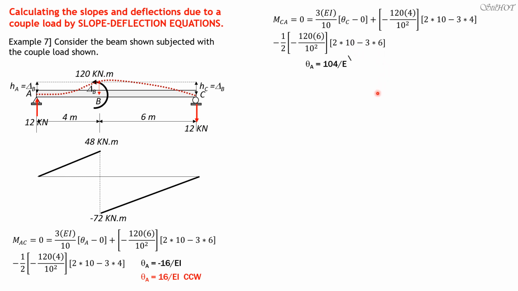So we'll get theta C equals negative 104 over EI. Again, negative means counterclockwise, so theta C is positive 104 over EI. So for AB, this time we solve for delta B and theta B. So moment AB equals, because the moment at A is 0, the other formula, 2EI over L. L is 4.